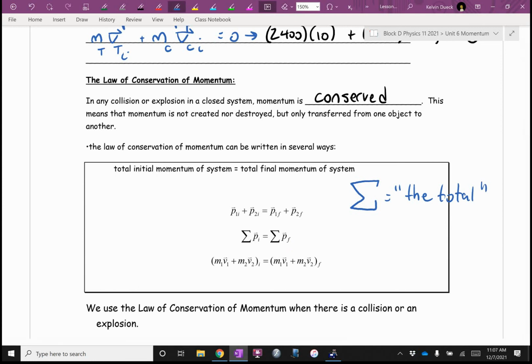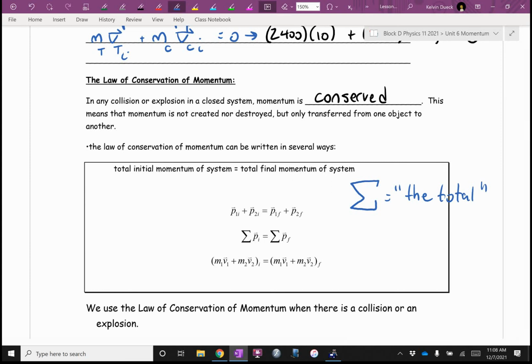Or, since momentum is what times what? You can look at your green sheet and answer. Momentum is what times what? Mass times velocity. You could write it as m1 v1 initial plus m2 v2 initial equals m1 v1 final plus m2 v2 final. All of those are different ways to write the law of conservation of momentum.